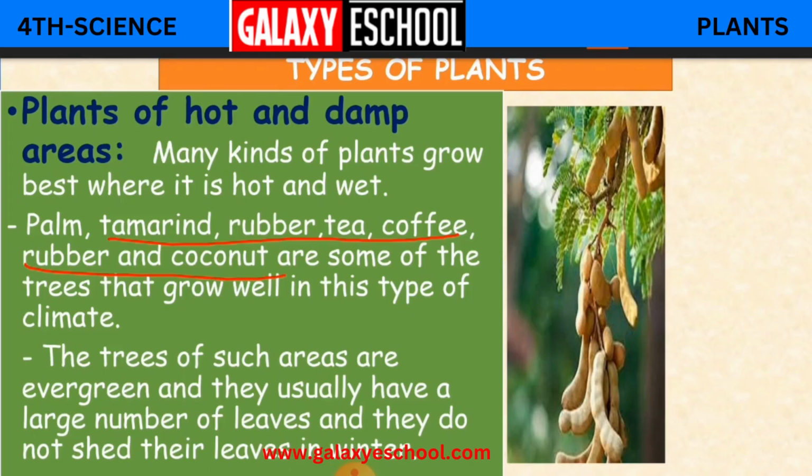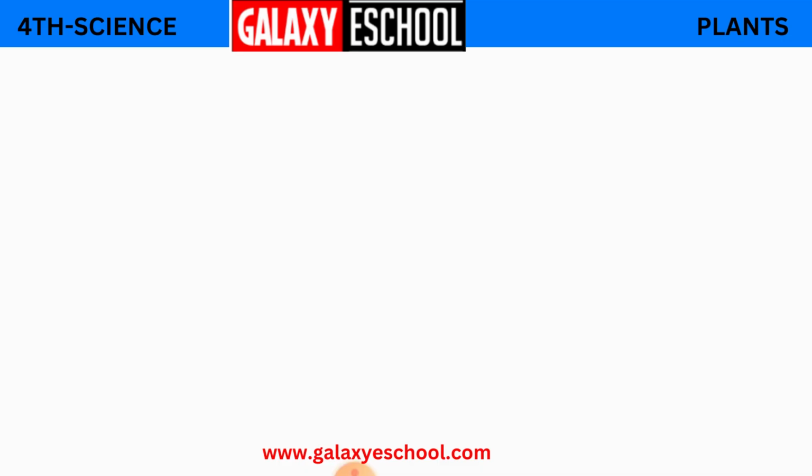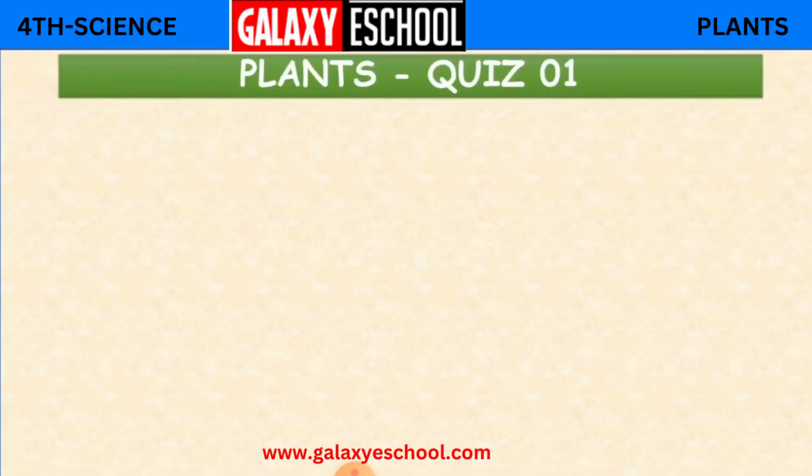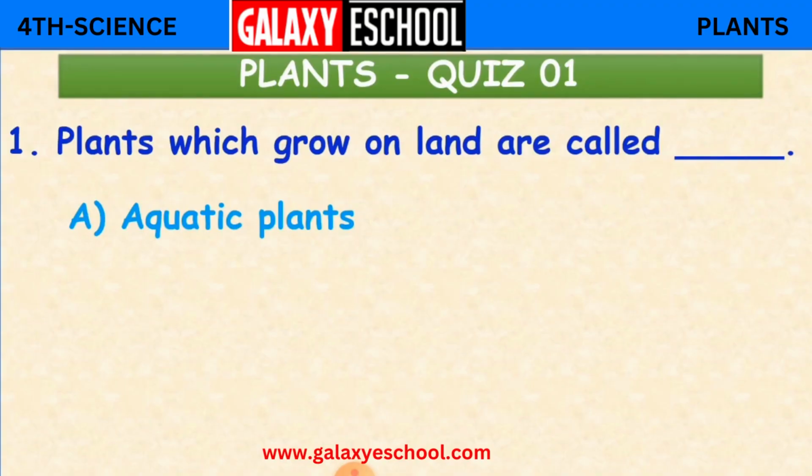So you can see a picture of a tamarind tree here. Now another one, a coconut tree here again. These are some examples where you can see these types of trees in hot and damp areas. And now, as we have learned some things, we'll revise whatever we have learned in the form of question and answer. Ready, children? We'll do a revision part here.